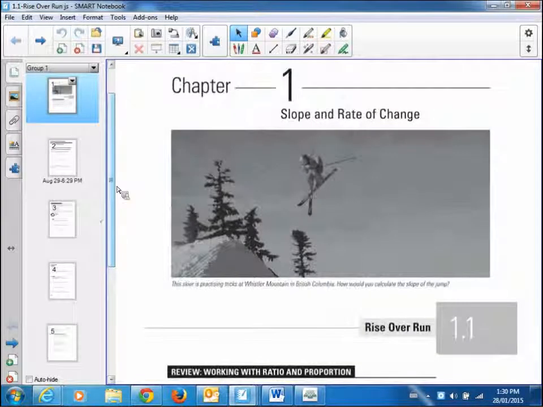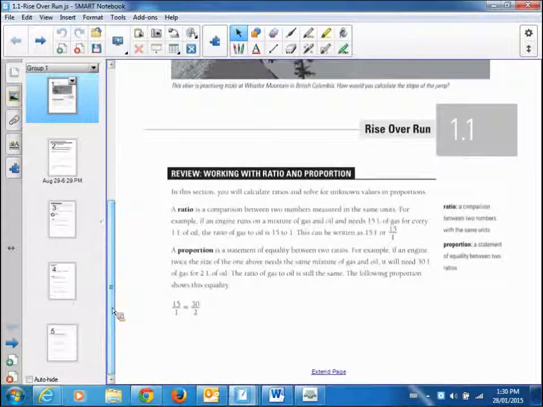So, slope, rate of change. I don't know if you were half paying attention to what the other folks were doing, but this is along the same lines, but we've got a bit more time for this. A couple of things. We have to have skills with something called ratios and proportions.